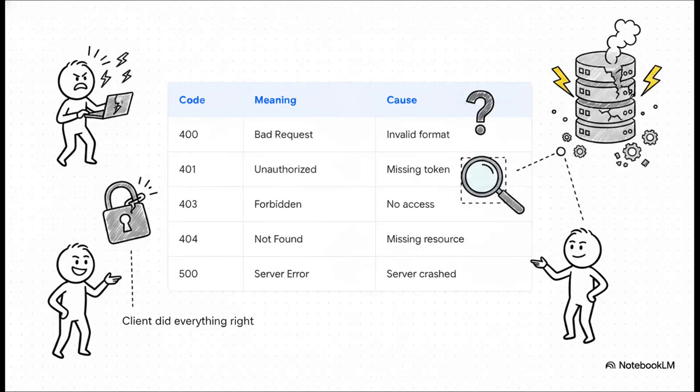Because when things go wrong, knowing exactly who is at fault makes debugging so much more efficient. If you see a 400 bad request, a 401 unauthorized, or the infamous 404 not found, well, that's on you. The client messed up. You either formatted the data wrong, your token expired, or you asked for a resource that literally isn't there. But if you hit a 500 internal server error, the server dropped the ball. The client did everything perfectly right, but the backend unexpectedly crashed or just couldn't process it.